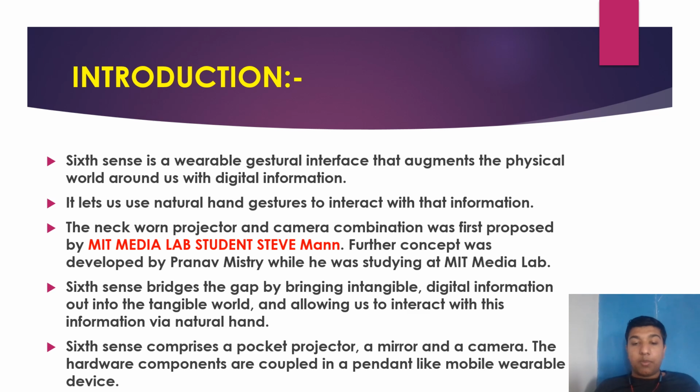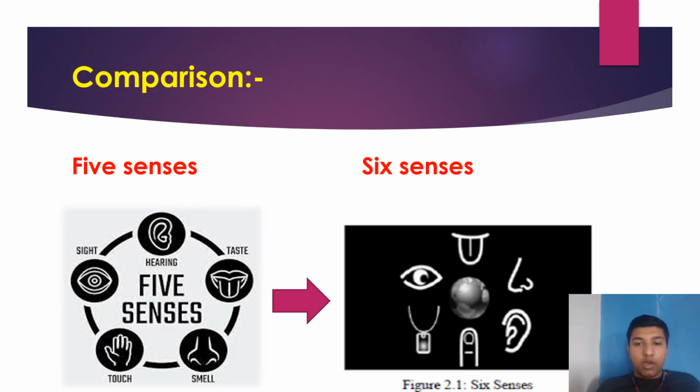Sixth Sense comprises a pocket projector, mirror, and a camera. The hardware components are coupled in a pendant-like mobile wearable device. We will see the pictures of this technology or device in further slides. Now you all can see the similarities between the five senses and six senses. In both, we have sight, hearing, taste, smell, and touch. But in sixth sense, we have an additional component, which is a wearable pendant-like mobile device.